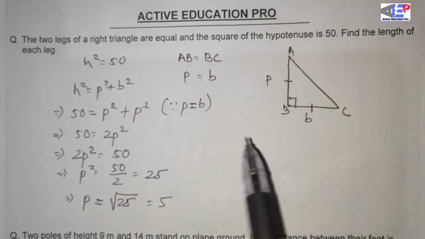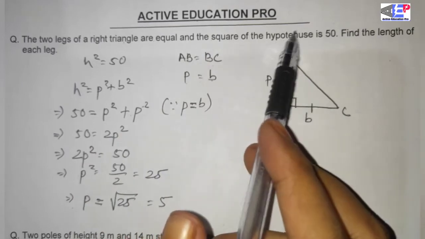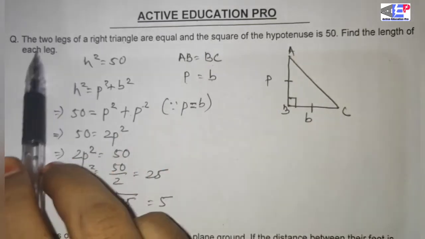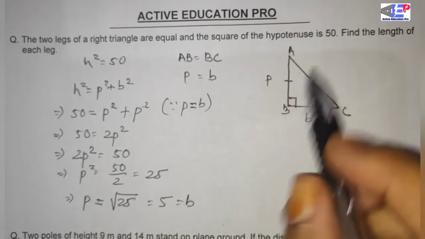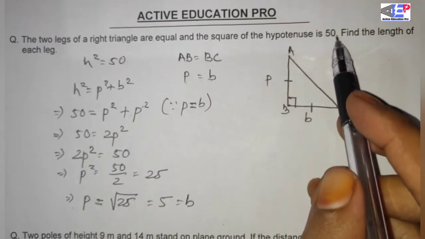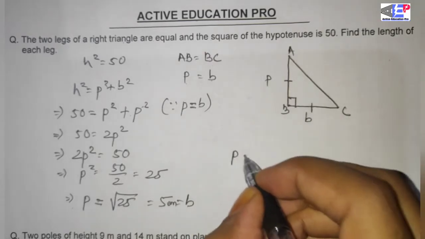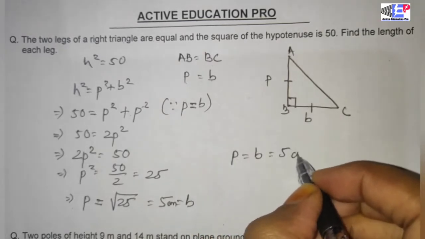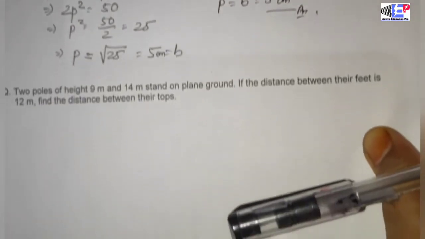So p is 5. The two legs of a right triangle are equal and the square of the hypotenuse is 50. Find the length of each leg. Here p is equal to 5 and this is also b. And here I forgot to write its unit. Suppose this is centimeter, so it will be centimeter. So b is equal to 5 centimeter. This is your answer. Okay. Then move to the next question.